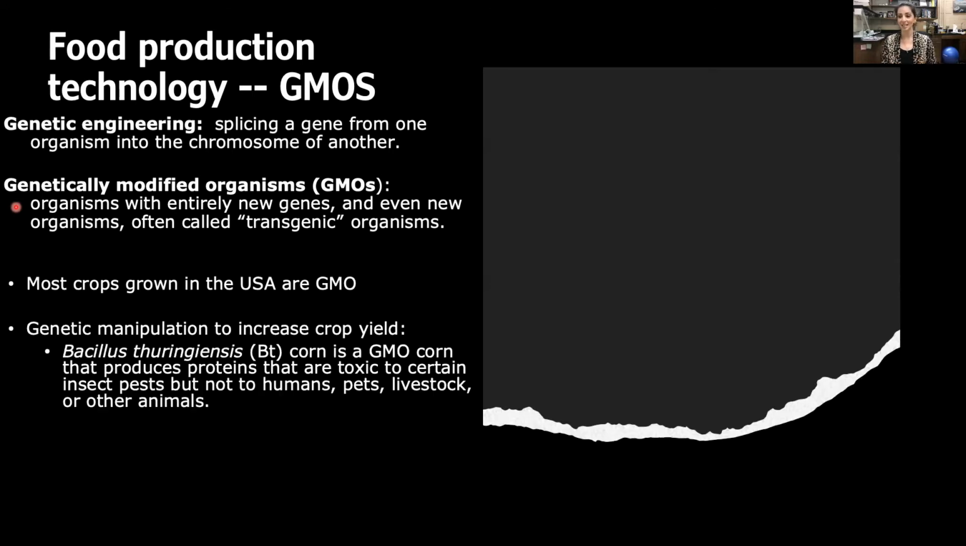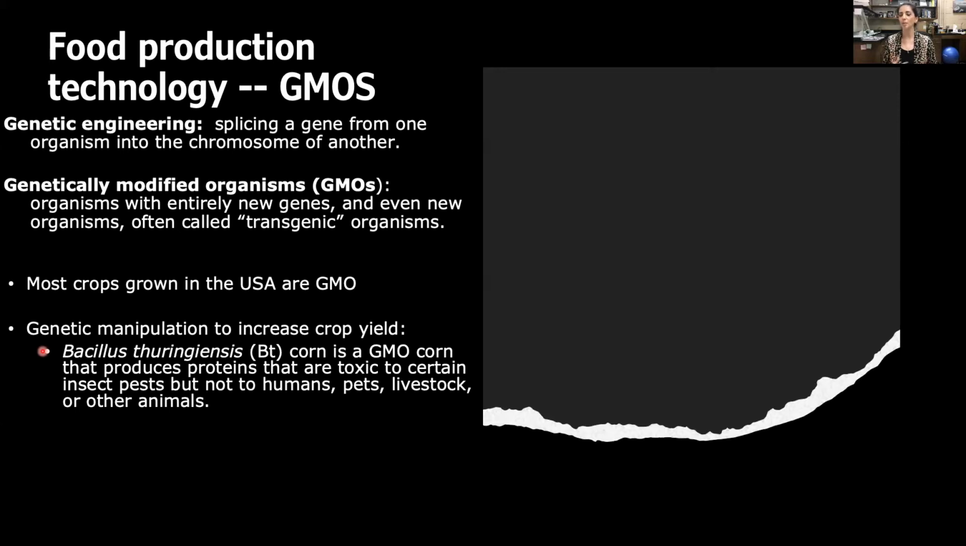So specifically, some examples of this is the BT corn. You may have heard of this. They spliced in a gene from a bacillus species that is a poison to the pests that would feed upon this corn. So we call it BT corn.